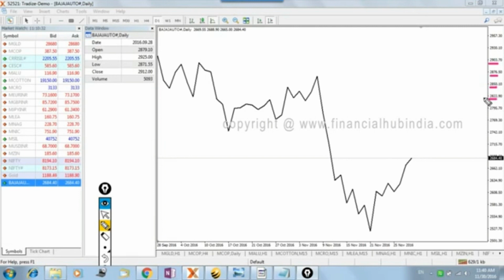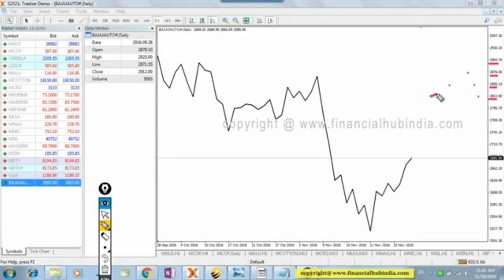Now say, for example, on 25th November price closed here at 2822, right? Okay, I'll write from this side. On 25th November price closed at 2822. Then next day price closed at 2850. Next day price closed at 2876, right? And then next day price closed at 2850.